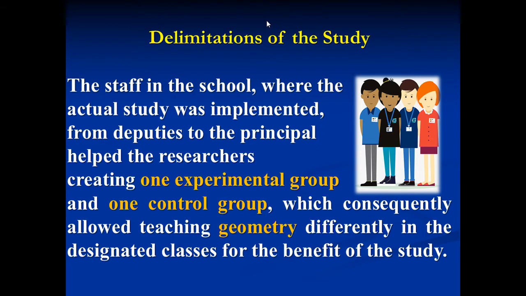Delimitations of the study: the staff in the school where the actual study was implemented, from deputies to the principal, helped the researcher create one experimental group of 10 students and one control group of also 10 students, which consequently allowed teaching geometry differently in the designated classes for the benefit of the study.